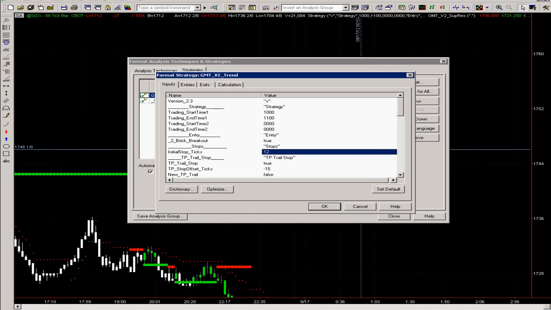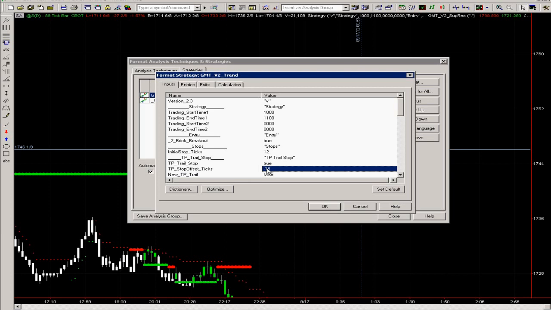Our initial stop is always the stop when we get into the market. Now our trailing stop, we've got this set as TP, so trailing stop true, and we've got it set at -15.